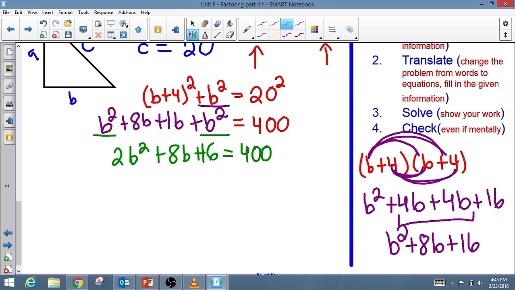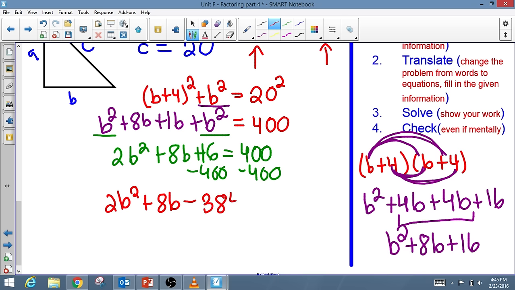And to solve, we need to make sure it's set equal to 0. Right now, it is equal to 400. So to move the 400, we will subtract it. And our new equation will become 2b squared plus 8b minus 384. This is equal to 0, and now we need to factor.